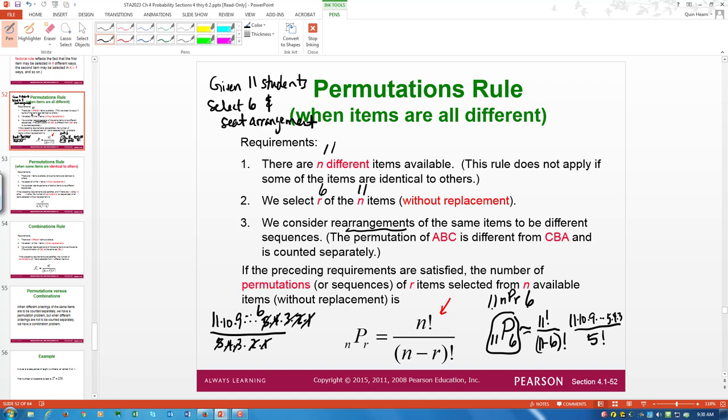Okay, so that's permutations. How many ways were there for that to happen? A lot. 332,640. Is that what everybody got? Yeah. All right. Can you repeat the answer? 332,640, that's right.